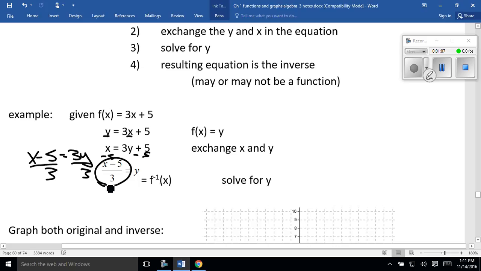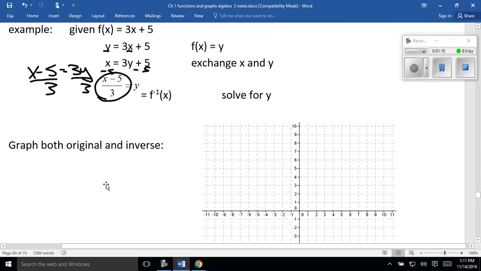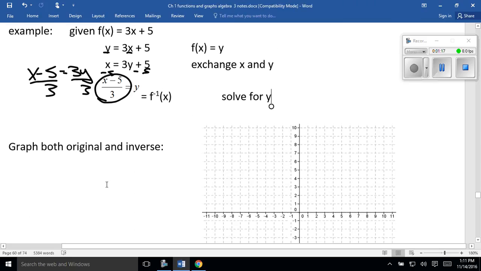Now when they ask you to graph, do you remember how to graph a line? Because they'll ask you to graph both. How do you graph 3x plus 5? Start at 5, because that's your y-intercept. Up 3, right 1. And draw in your line.